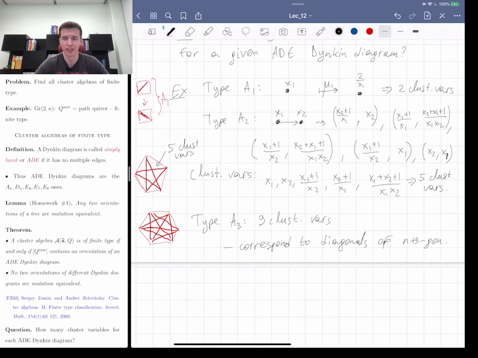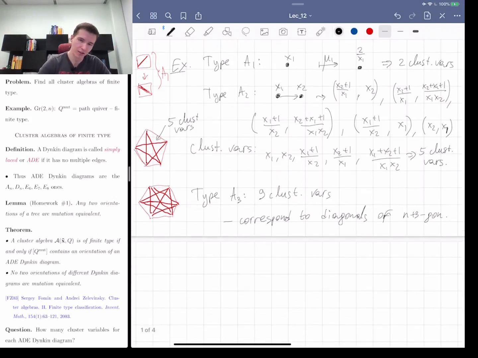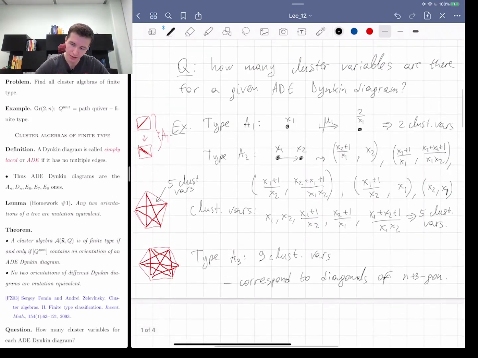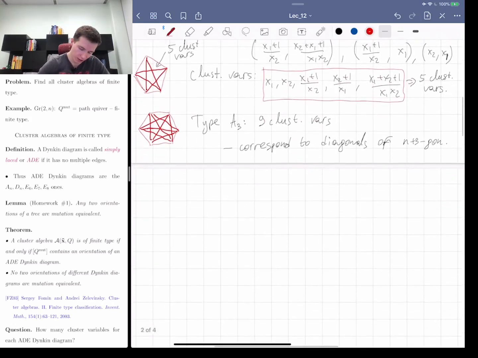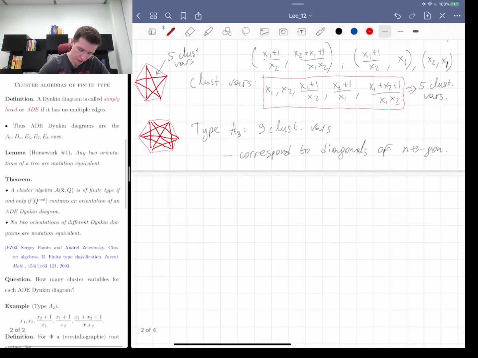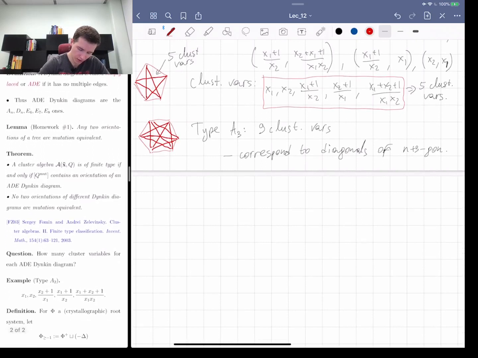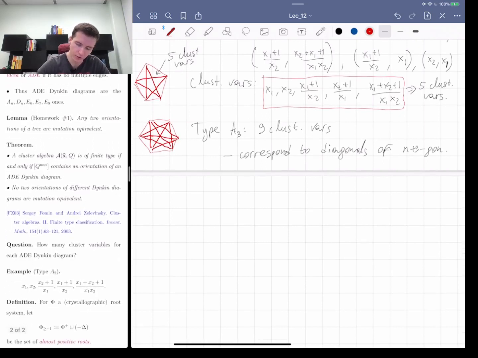What about other types? What happens in type E, in type D5, let's say? And let me now make a nice definition. If you remember these 5 cluster variables, they're going to be in bijection with some nice set of roots. And the set of roots, these are called almost positive roots.